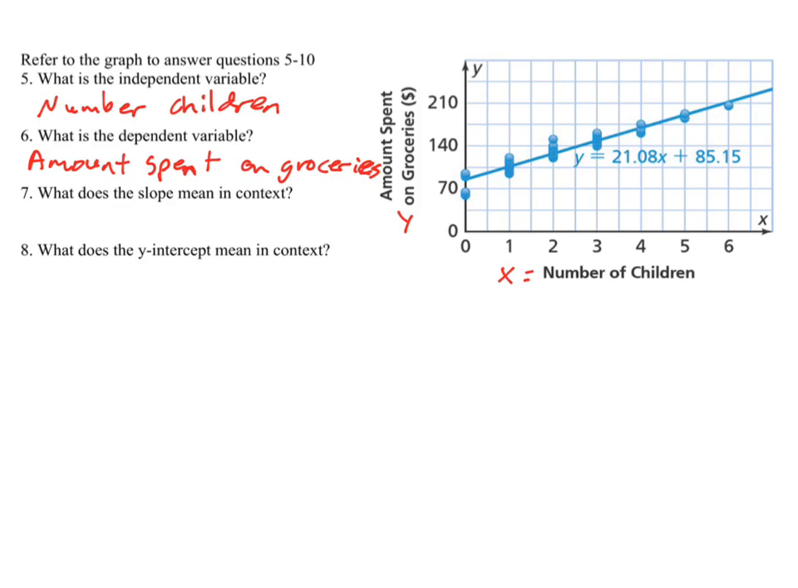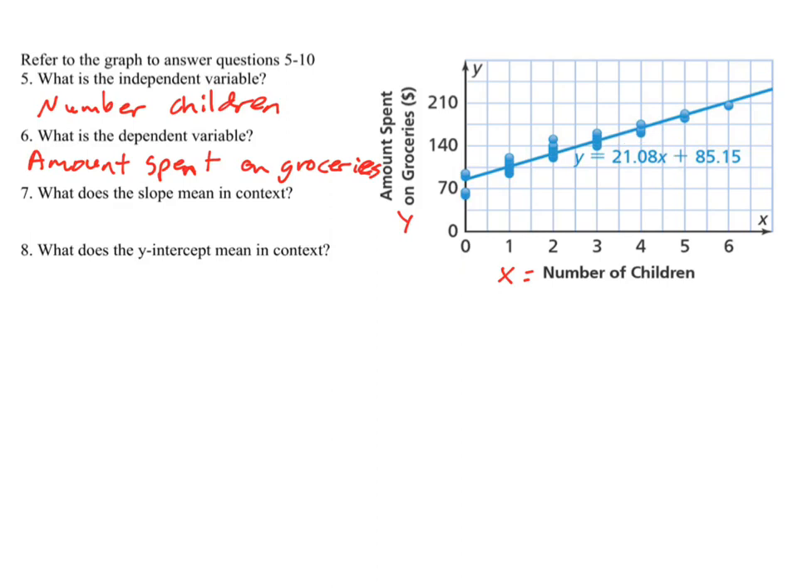And then next one, what does the slope of the line mean in this context? So you've got to look at your equation here. You've got to find your slope, which is the number with the X variable when it's in slope-intercept form. So we got 21.08. That's 21.08 what? Is that 21.08 children or 21.08 in dollars spent on groceries? It's going to be dollars spent on groceries. Our X is number of children. So you take 21.08, you times by number of children, and that'll give you a dollar amount, okay?